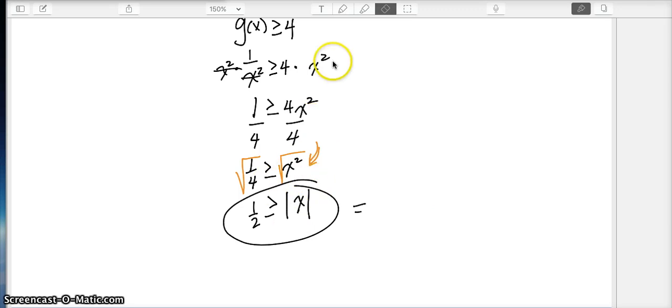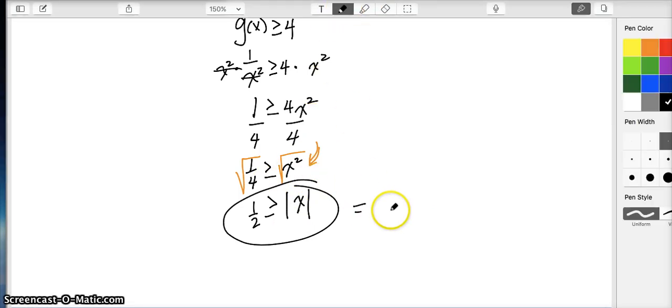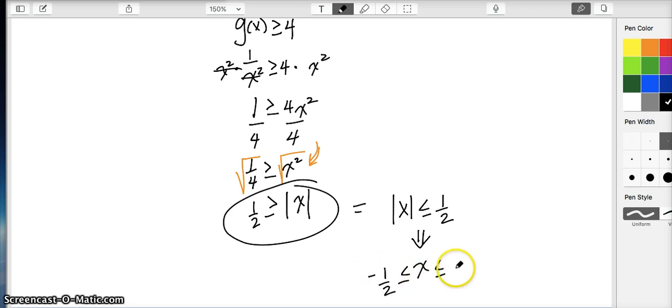And do you guys remember how we handle these types of problems? I'm going to write it a little bit differently. So this is the absolute value of x is less than or equal to 1/2. And we have a whole system of solving these types of problems. We can go back to it later, but we know that the equivalent way of writing this is to say that x has to therefore be between -1/2 and 1/2. And that is indeed the case.